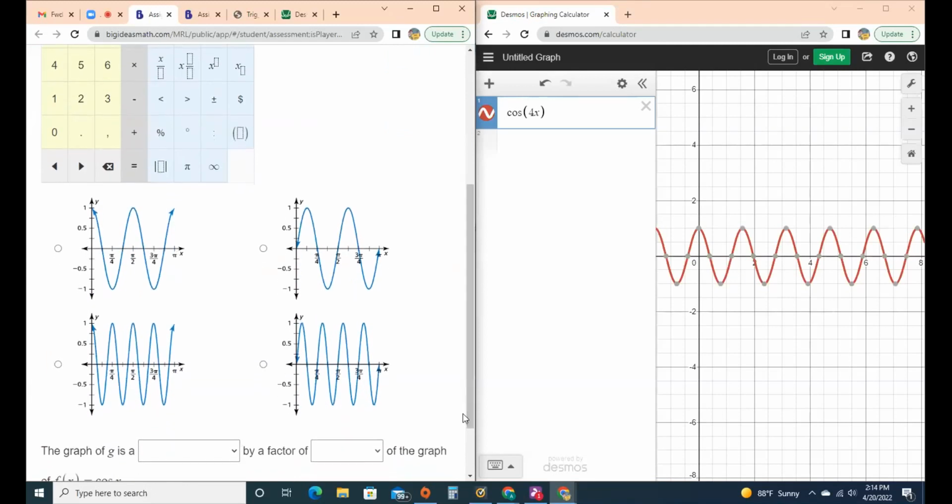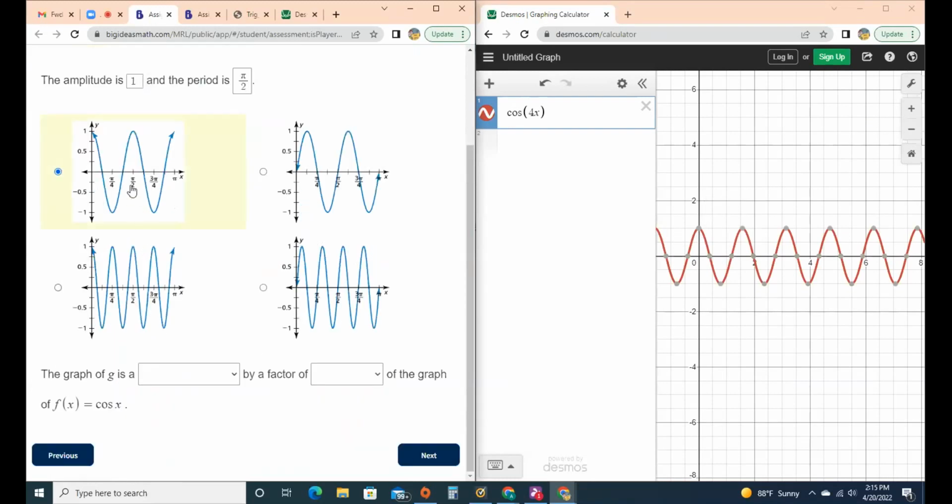So again, you want to find a point on your graph that you feel is easy to identify. To me, it's either the top left or the bottom left. I'm gonna go with this one. Yeah. So to get the correct answer, you have to actually count how many times it goes up and down in that window from 0 to pi.